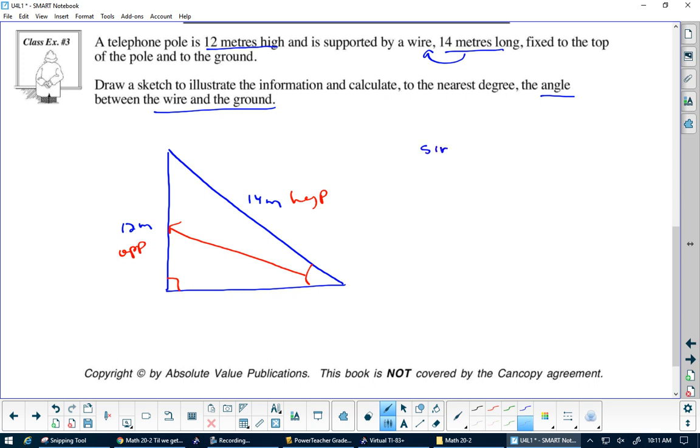So we go sine, let's call this x. Sine x would equal opposite over hypotenuse, right? So let's fill in what we know: opposite is 12 meters and hypotenuse is 14 meters. Now when you're trying to find an angle, do you remember from last year? You have to use second sine on your calculator.